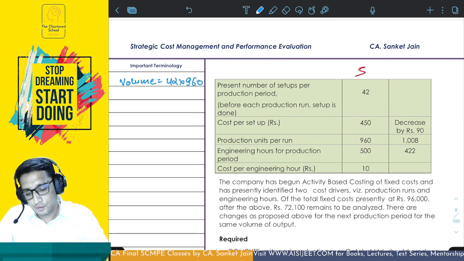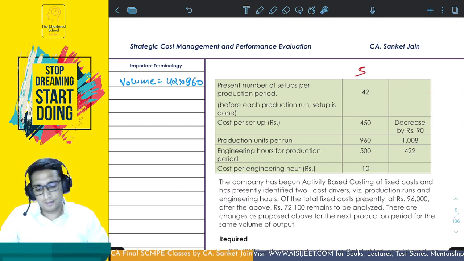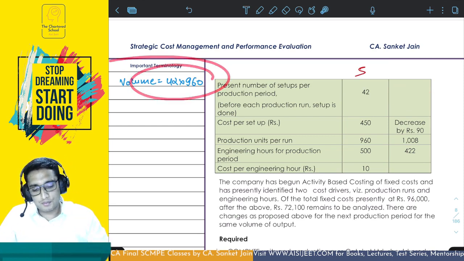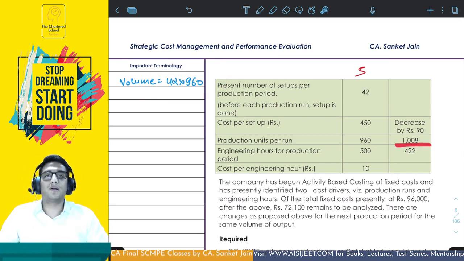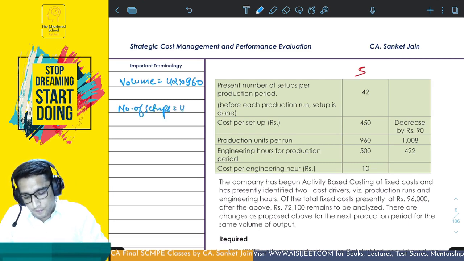Now, when I have to calculate the new or the proposed number of setups, I will divide this volume by 1008 to get the number of setups, right? So the new number of setups is 42 into 960 by 1008.